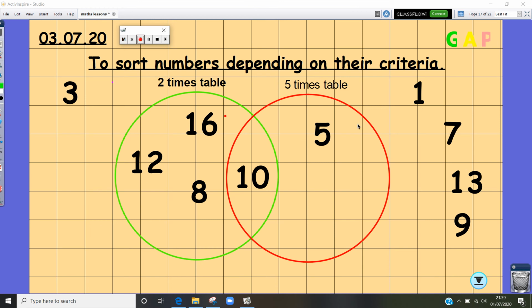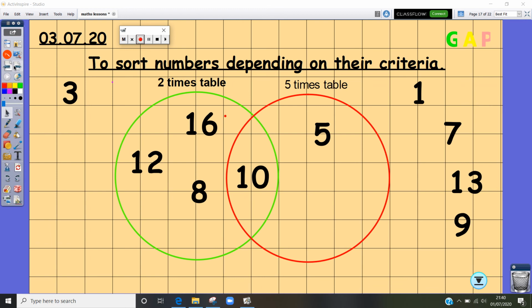Likewise, they don't appear in the 2 times table either. The only numbers in the 2 times table are 8, 12 and 16. And of course number 10, which we've already talked about. Okay, so huge well done for sorting out those numbers. You have worked incredibly hard there because it's not easy to spot those different patterns with the numbers.